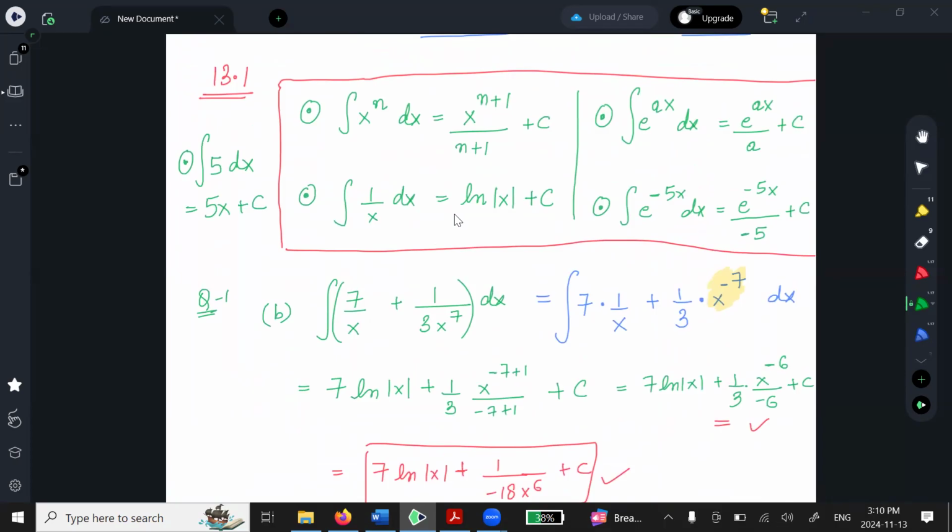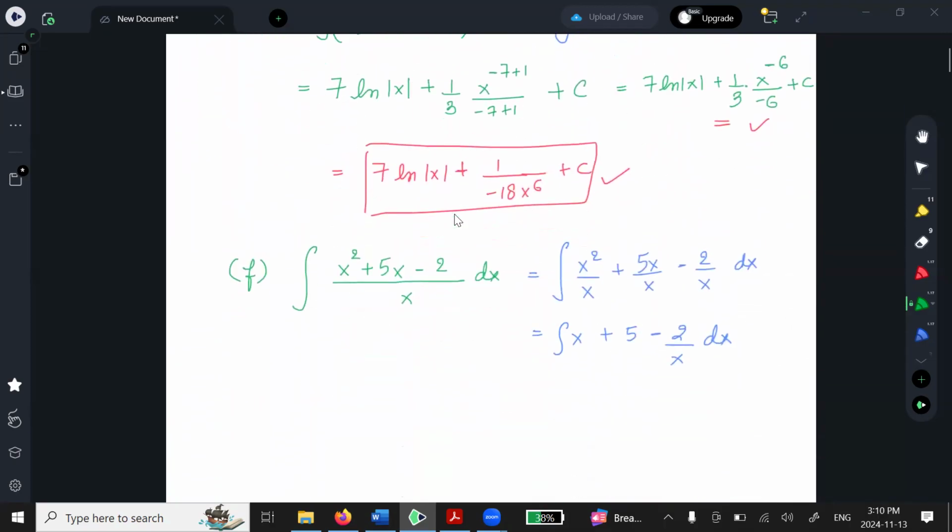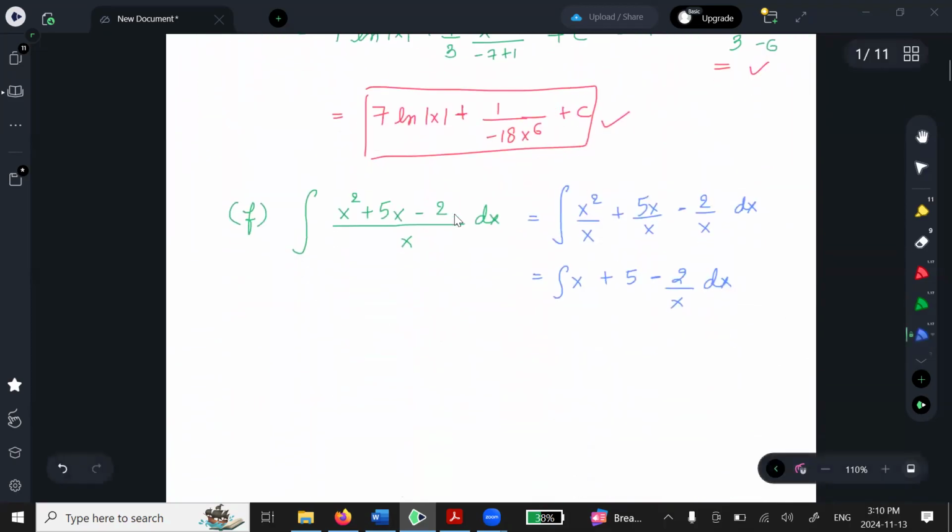Okay, so now you have all the tools that are required to solve this problem. What is the formula for x? Just add a power, divide by it. What is the formula for a constant? It's just 5x. What is the formula for that? What is it? 2 times ln x. And don't forget the plus c here because, well, this is an indefinite integral, right? Everybody okay with what I'm doing here?